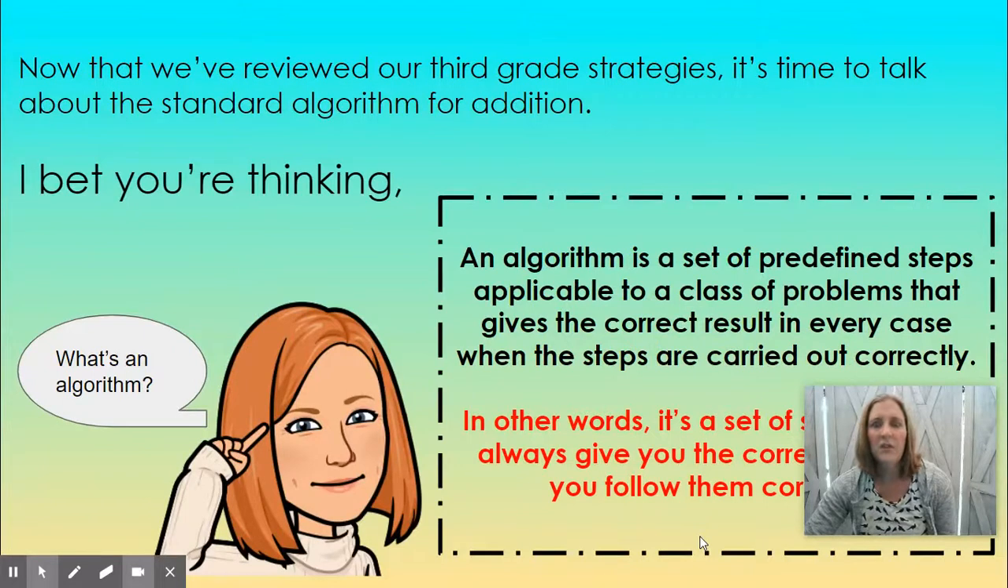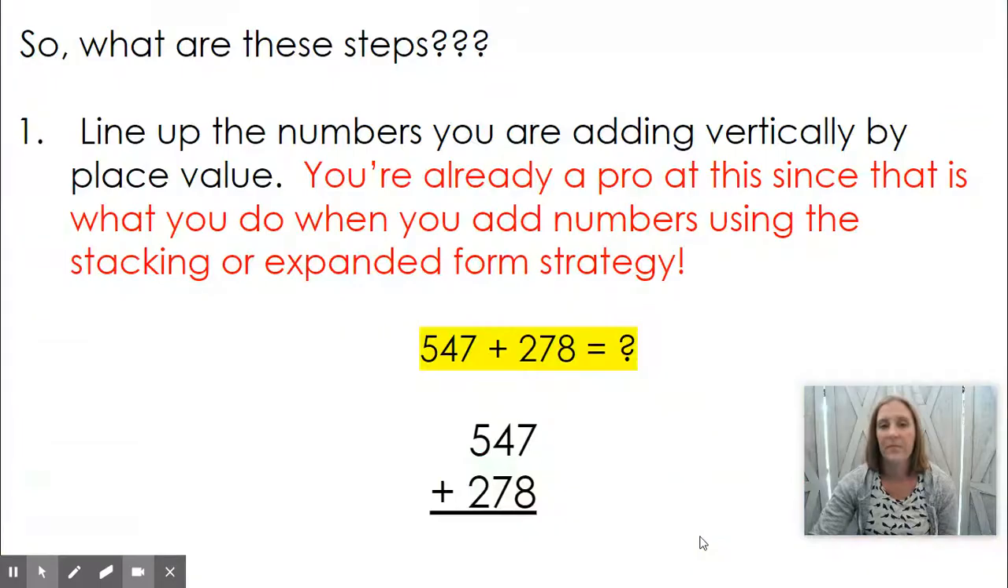Now that we've reviewed our 3rd grade strategies, it's time to talk about the standard algorithm for addition that you learned last year. Just a reminder, an algorithm is just a step-by-step process that when we use the steps accurately and correctly each time, it will give us the correct answers. Only if you follow the steps, though. So what are these steps for addition?